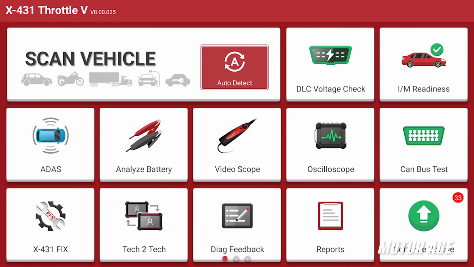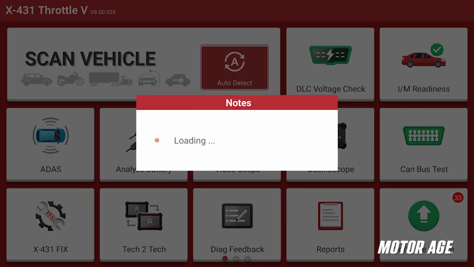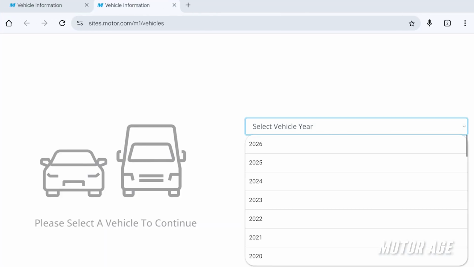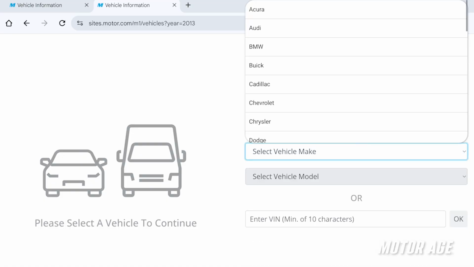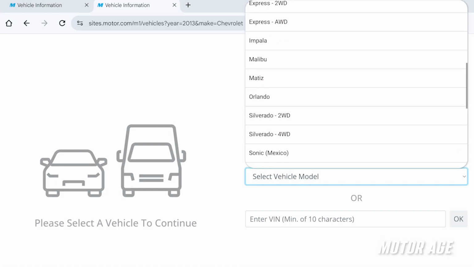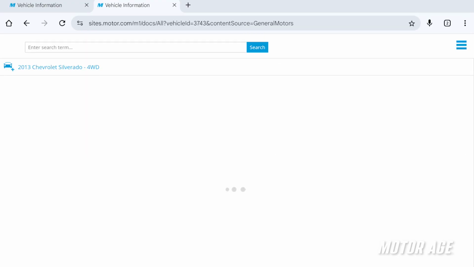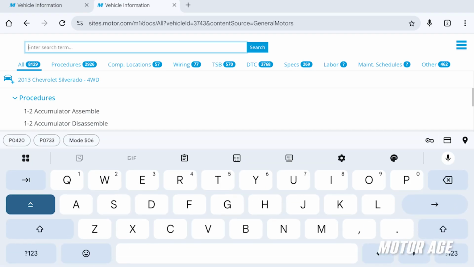Launch has incorporated the X431 fix option to bring us right to motor service information right in the tool, allowing us to easily navigate and look at not only TSBs related to any DTCs we are seeing, but also allowing us to easily look at code-specific criteria such as circuit or system description, conditions for running the DTC, as well as conditions for clearing the DTC once the repair is complete.